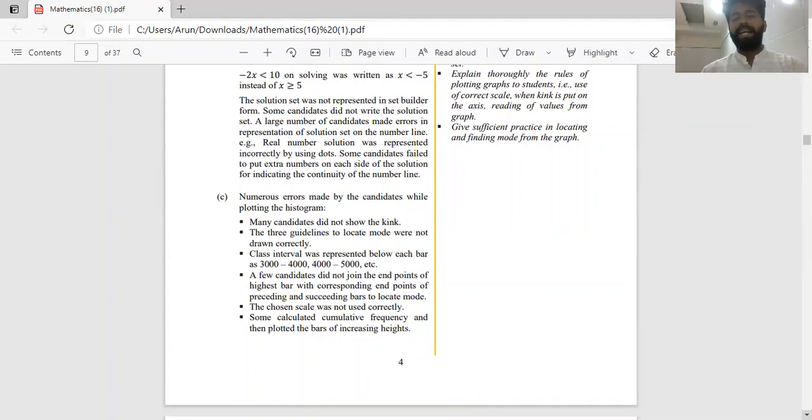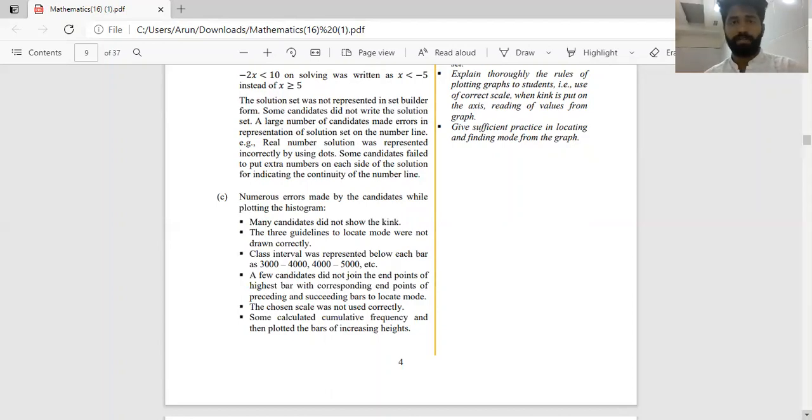Then the guidelines to locate mode were not drawn correctly. The tallest tower, you draw X, and then from that meeting point, you draw a straight line onto the X axis. All those things were not properly shown. Class interval was represented below each bar as 3000 to 4000, 4000 to 5000.